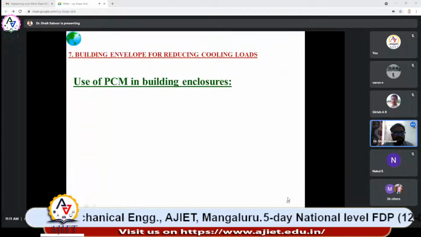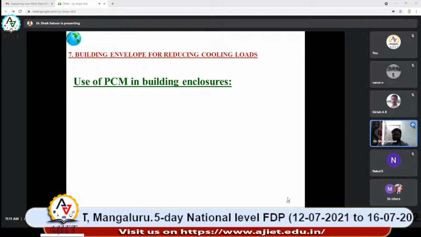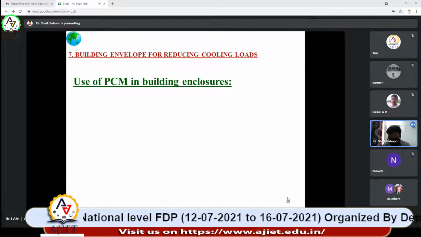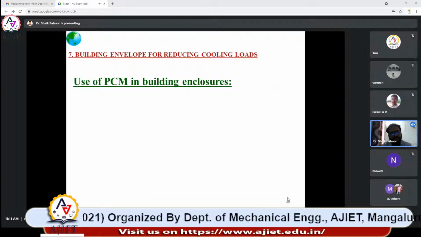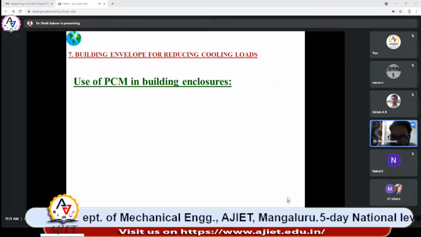Another important concept nowadays: so far we have seen that building insulation materials can be used in order to have energy efficiency in the buildings.